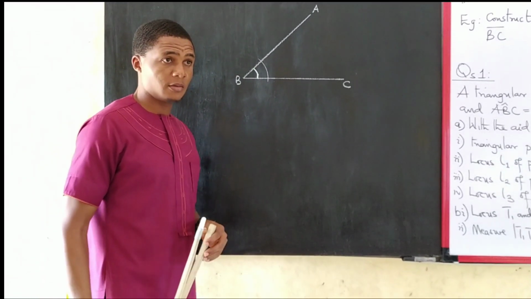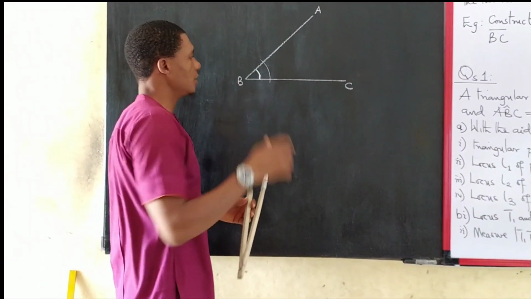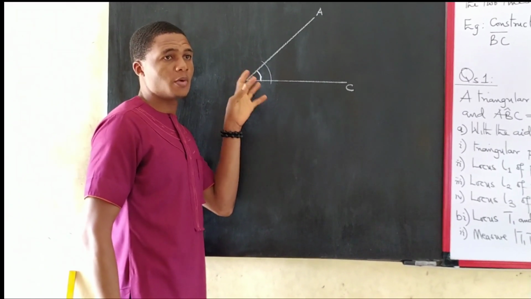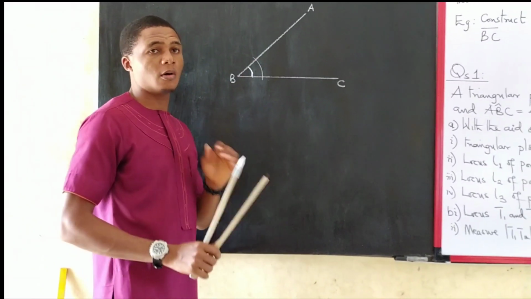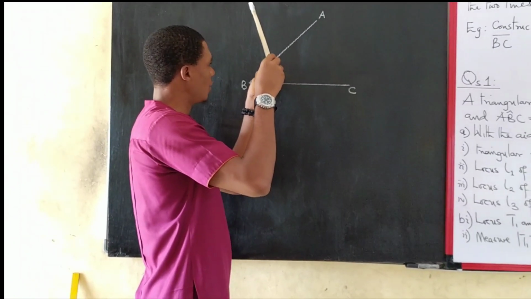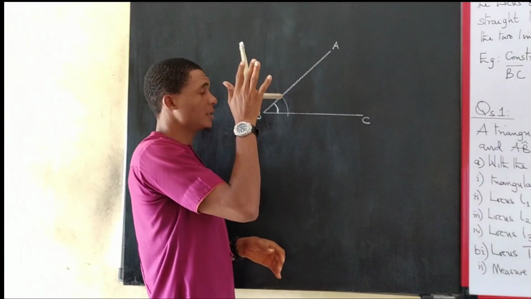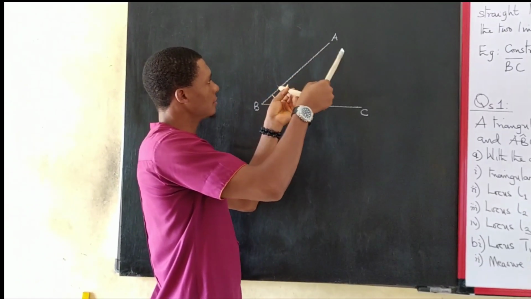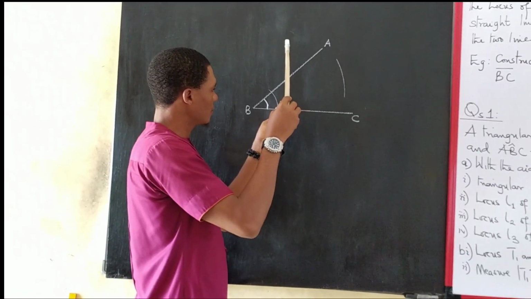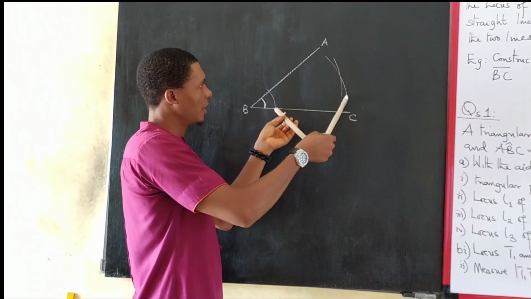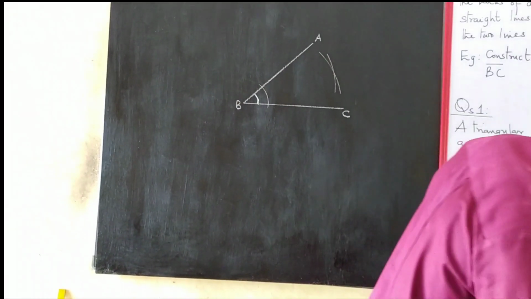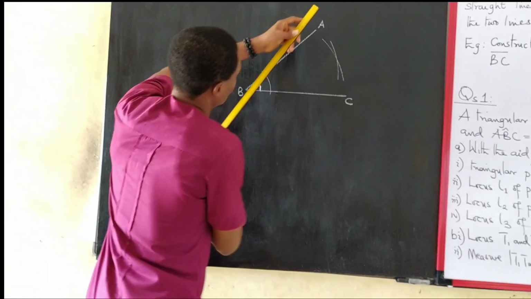Once you create an arc, you have actually created a point, a footprint where you mount your compass and bisect. So let's go here quickly. I'll place it here and make an arc. Then I'll place it here and make another arc. Are we there? Then I'll draw a line.